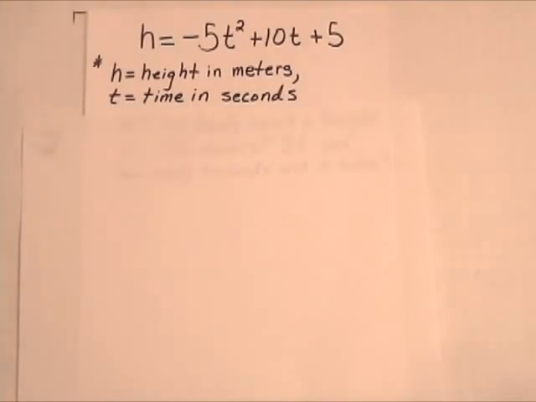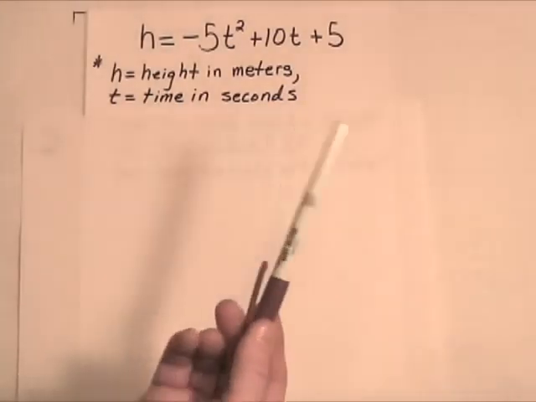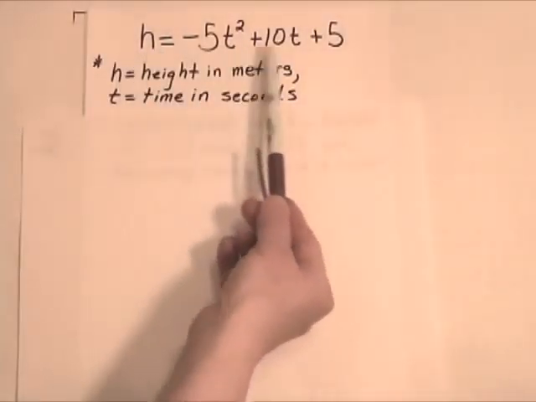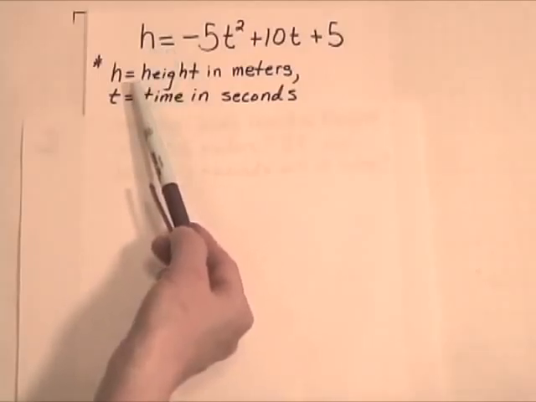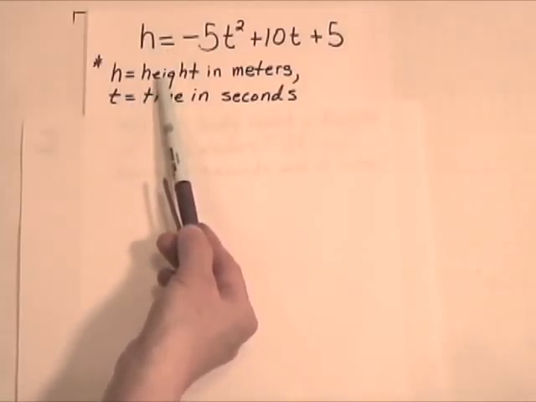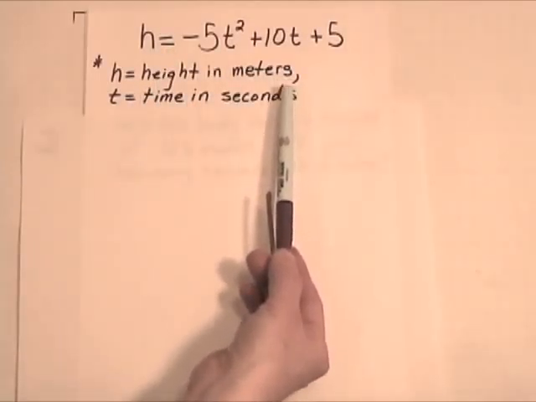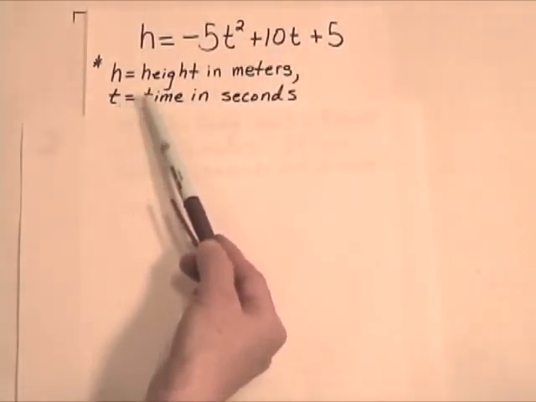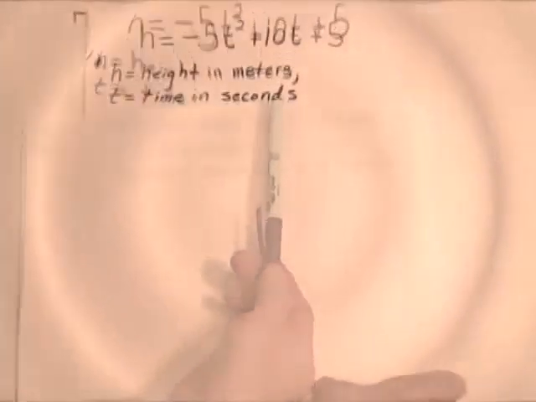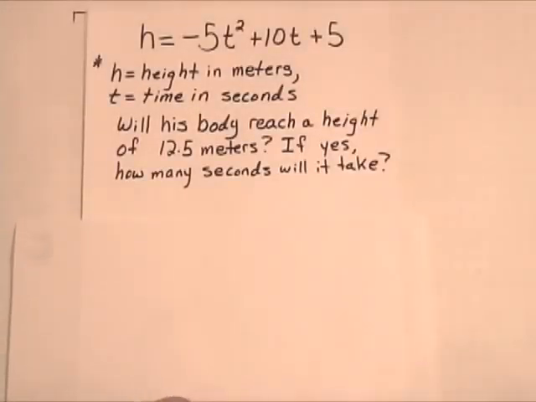Now, his trainer has determined that Dante's body will follow this particular quadratic formula, where the h stands for the height that Dante's body is in meters above the water, and the t represents the time in seconds that Dante is in the air. So the question is, will his body reach a height of 12.5 meters?